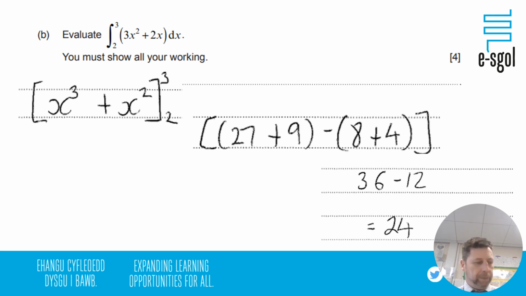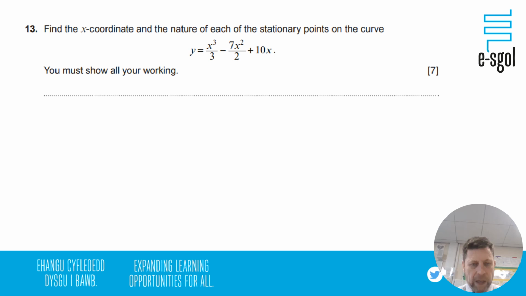Right, next question, number 13. Find the x-coordinate and the nature of stationary points. Now for nature, that means do d2y dx squared, which we've already seen. Now I would tell my pupils for stationary points dy dx equals 0. Lots of people just dive in straight with dy dx. Stationary points means when we're at the top of the roller coaster or the bottom of the roller coaster really, and so you're flat to the ground.